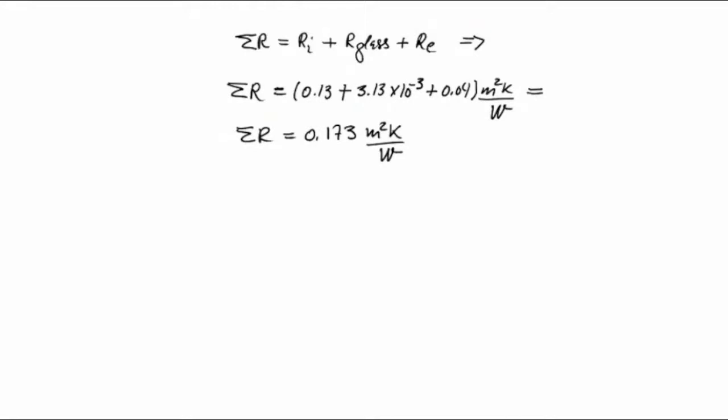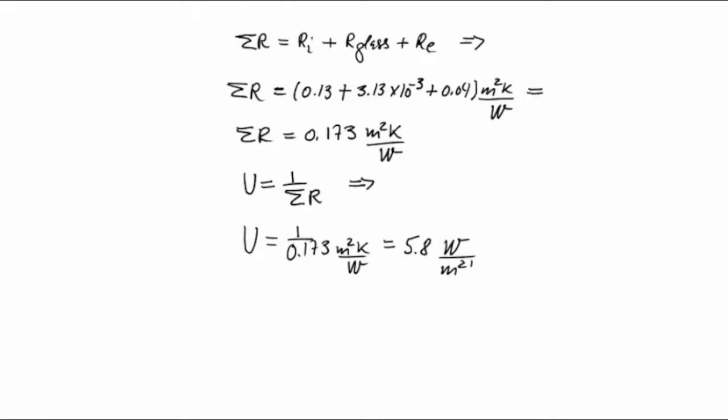Now we can find the U value, and we remember that the U value was 1 divided by the sum of R. Let's see what we get. U is equal to 1 divided by 0.173 meter squared times Kelvin over watts, and this is the same as 5.8 watts divided by square meter times Kelvin. Is this a good U value? No, it's not, because the higher the U value, the more heat is escaping.